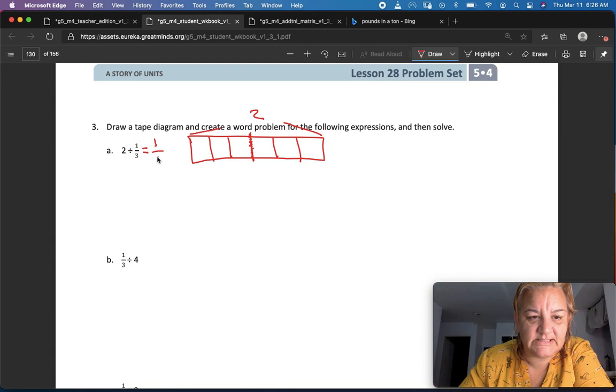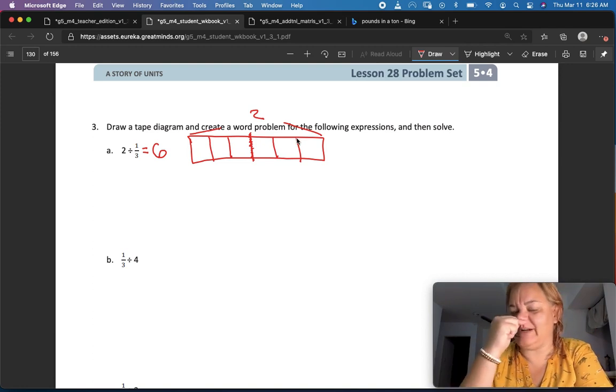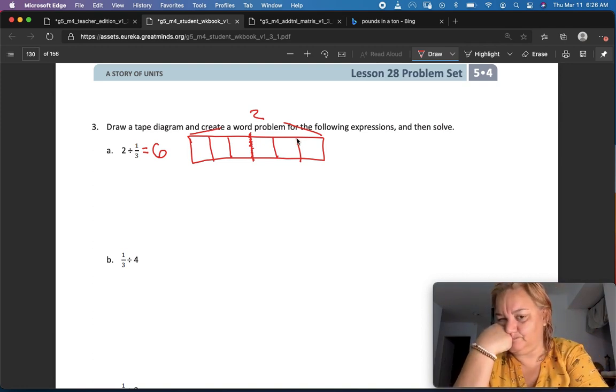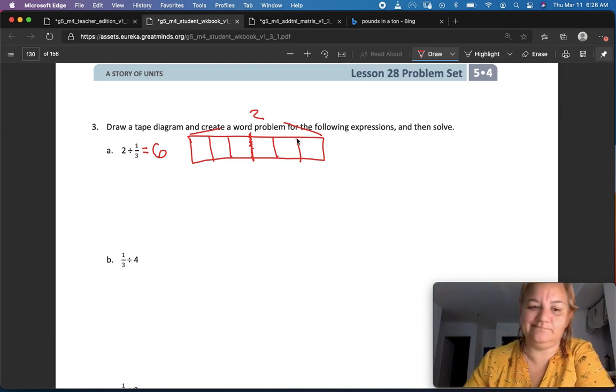1/6. Okay, is that right? No, I'm sorry. How many do we have, right? 1, 2, 3, 4, 5, 6. There we go. I almost made a mistake. Okay, so let's create a word problem for the following expression and then solve. Let's see.